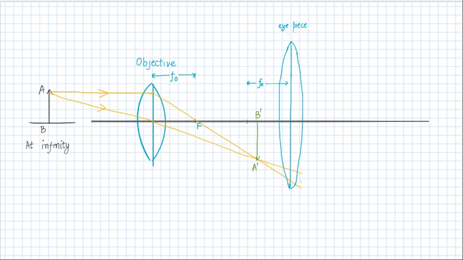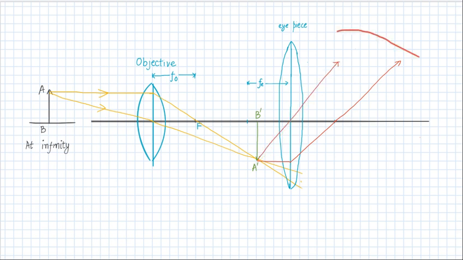Fine. So now again, if this A dash B dash acts as an object, consider a ray which moves parallel to the principal axis. Now after refraction, it will pass through the focus. Fine. So this is the first ray. Now consider your second ray. This time I'll be using a red pen so that it avoids confusion. Now consider a red second ray which passes through the center of the eyepiece like this.